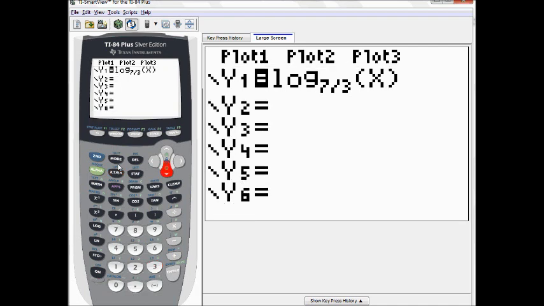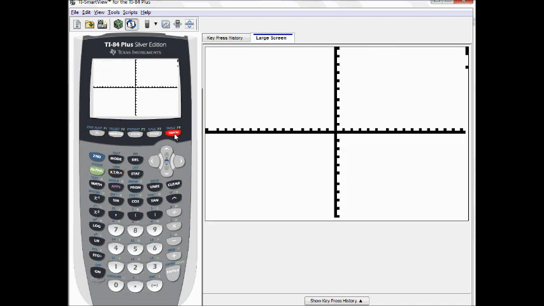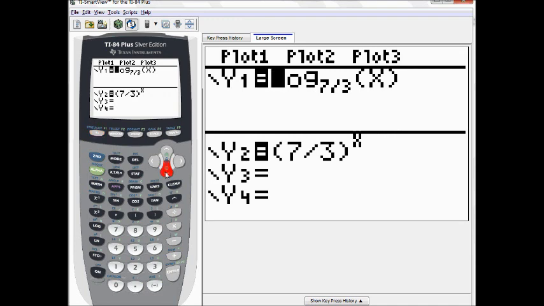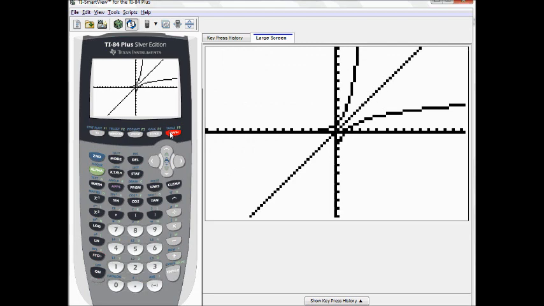And then we will do 7/3 in parentheses to the x. Just being a little lazy not using my vertical fraction, although I do like the vertical fraction. All right, and let's check these out and make our graph. There's the inverse function, there's the logarithmic function, here's the exponential function. And if we were to graph additionally the line y equals x, it's going to look just like the fold line. There's the split line. Looks perfect.